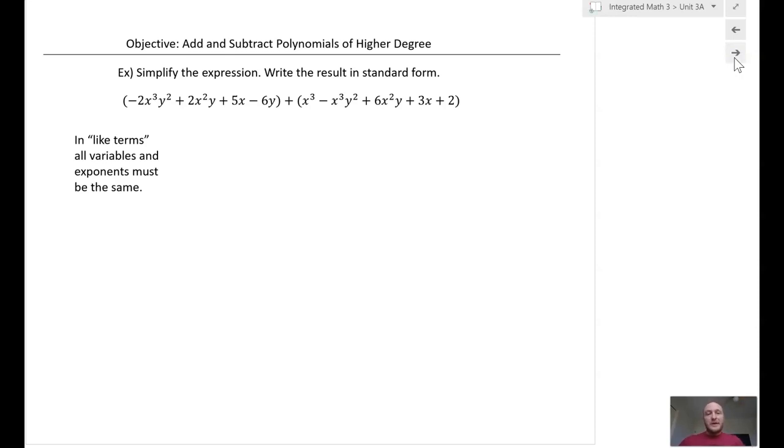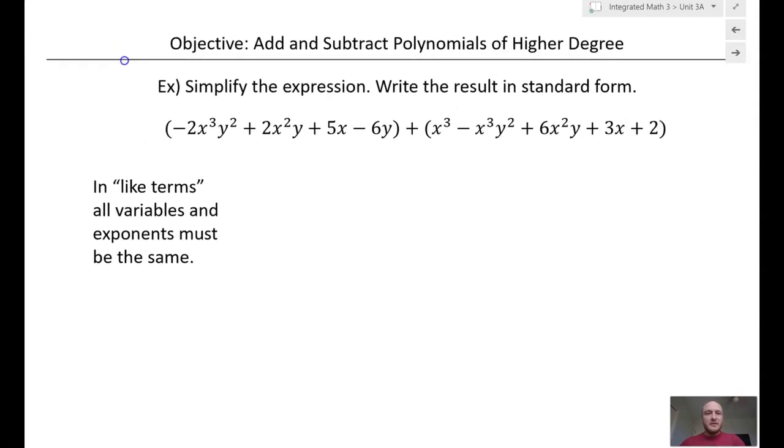Okay, so now we're going to add in multivariate. So I'm going to have x's and y's mixed. Okay, so we're asked to simplify the expression, write the result in standard form.